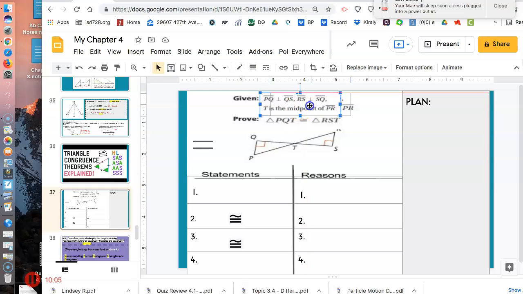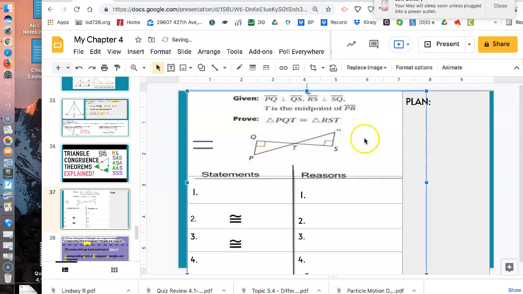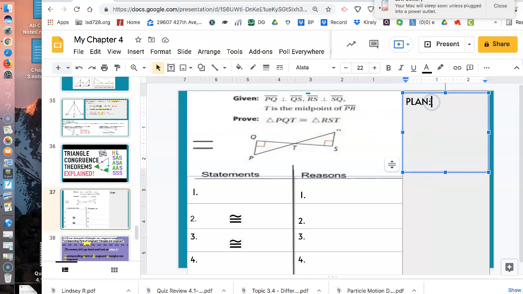Looks like I've got a, there. I have a box over the top of this because we're going to be dragging it. So it should just say T is the midpoint of PR. And I have to prove the triangles are the same. So let's talk through a plan for this.